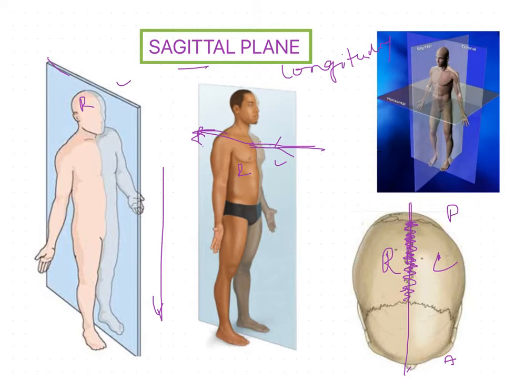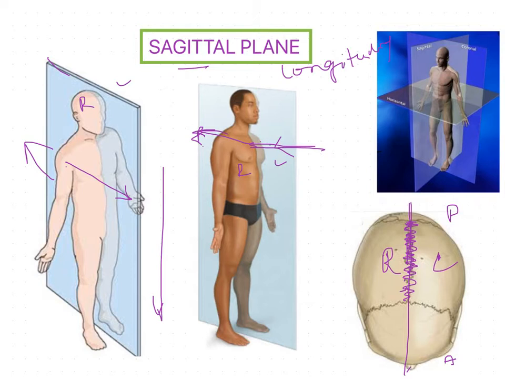The basic movements along this plane are flexion and extension. That means if the shoulder moves like this, the hand moves forward, and this is flexion, and backward is extension. So the basic movements along this plane are flexion and extension.